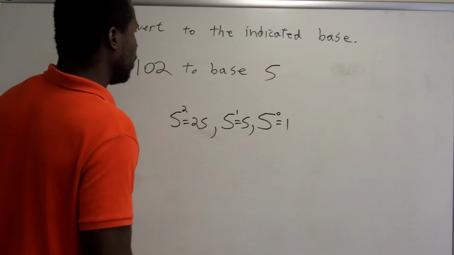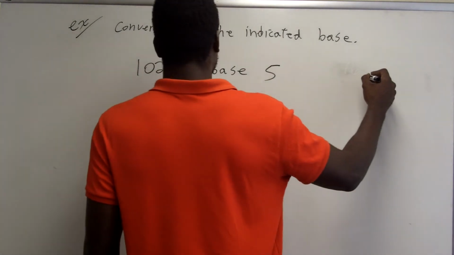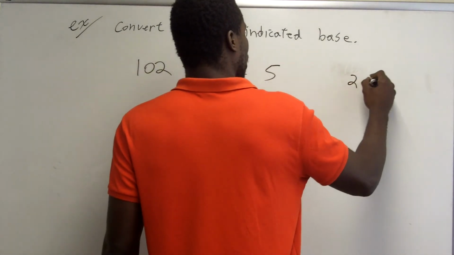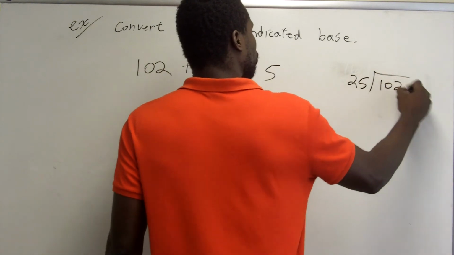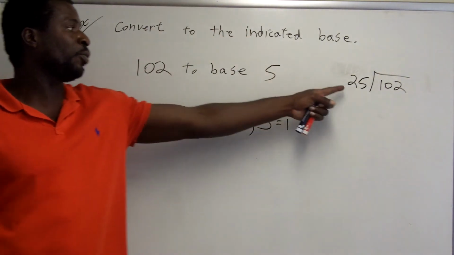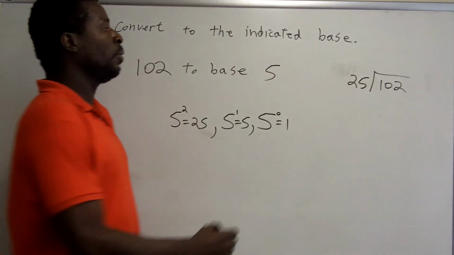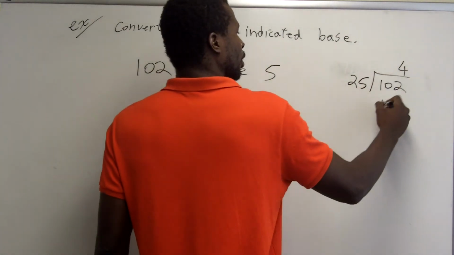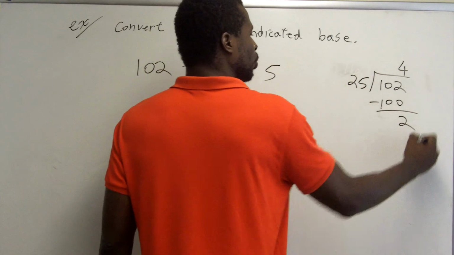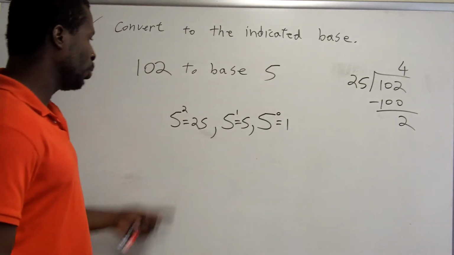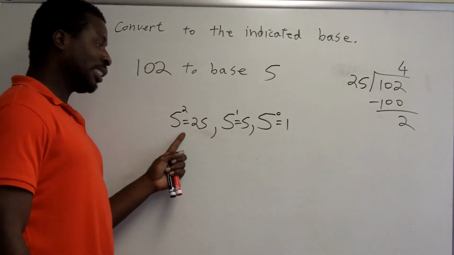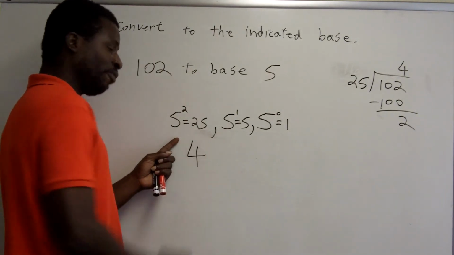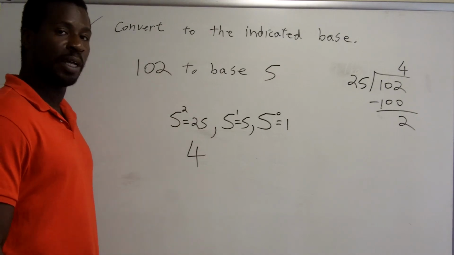Then, what we're really going to do here is see how many groups of 25 there are in 102. That's a division problem. How many groups of 25 are there in 102? Well, the answer is 4, and the remainder is 2. So that's 4 with a remainder of 2. So the numeral that goes in this place value is a 4.